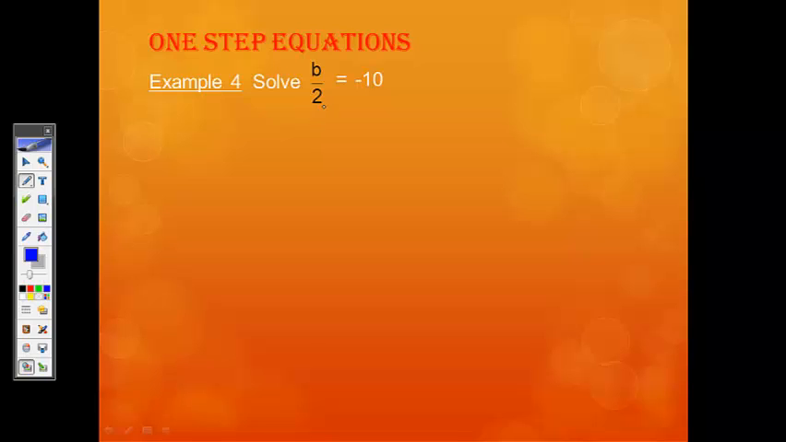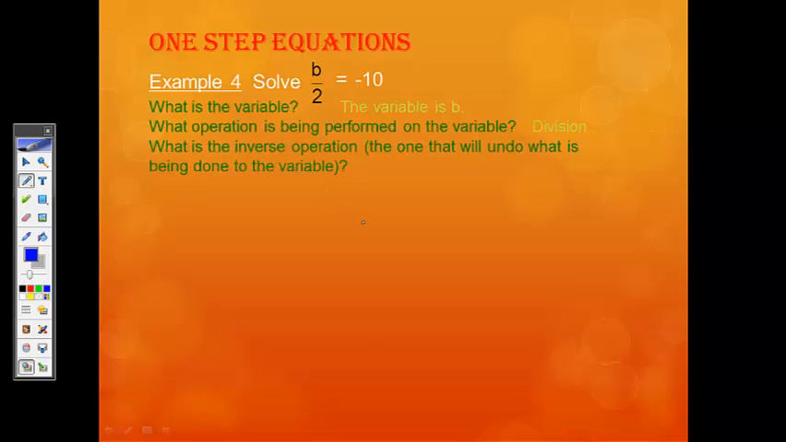fraction form. So here we ask again the same questions. What is the variable? The variable here is b. What operation is being performed? I just told you guys that this is division. So how do we undo this division? We need to multiply.